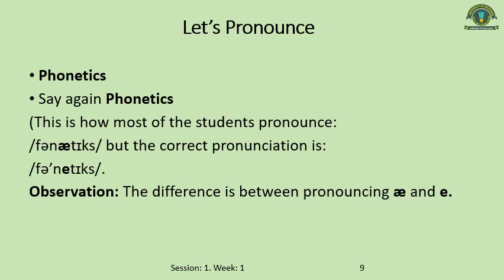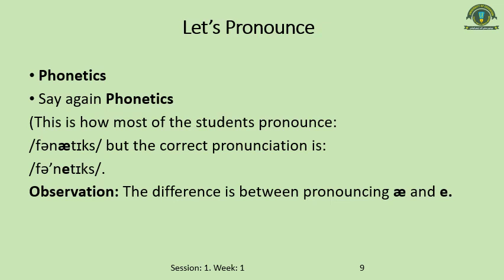Now, I want you to pronounce the word which you can see on the slide. Yes, say again. All right. It is possible that some of the students pronounce this word as phonetics. But its correct pronunciation is phonetics. Some of you may be thinking, what is the difference if you call it phonetics or if you call it phonetics? My dear ones, remember there is a big difference.